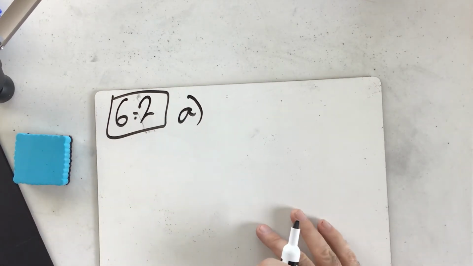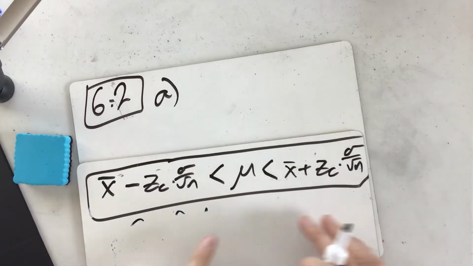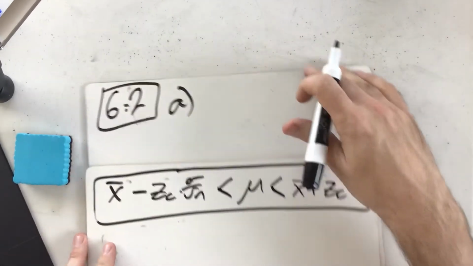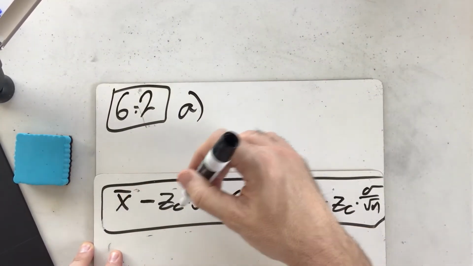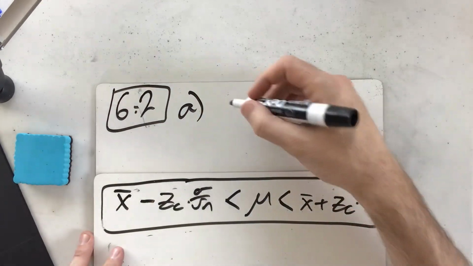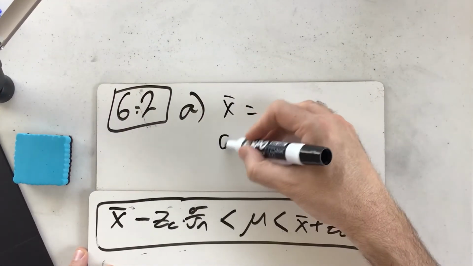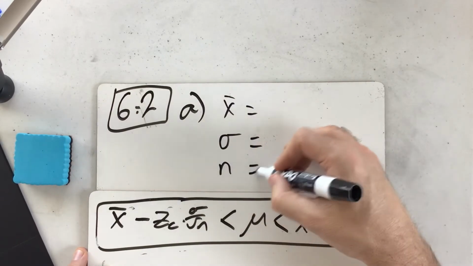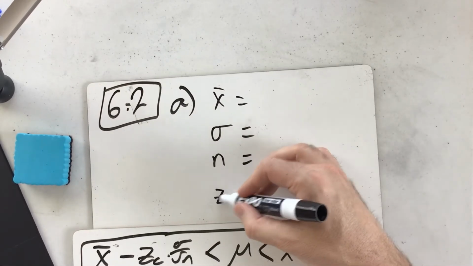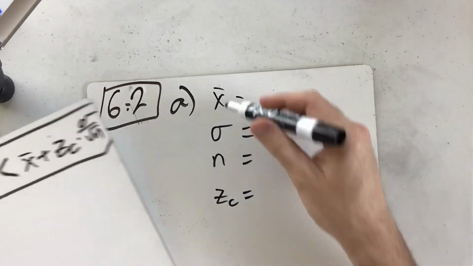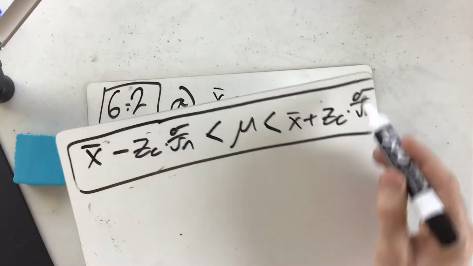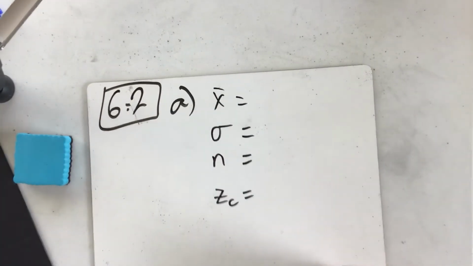So what do we need to do? We need to use this formula. We need to take this formula that we have right here, and figure out the different things to plug into it. So what do we need to plug in? Well, we need to plug in x bar. We need to plug in sigma. We need to plug in n. And we need to plug in ZC. If I can figure out these 4 numbers, then I can plug everything into my formula and have my confidence interval created. Some of these are really easy because they're just told to us in the problem.